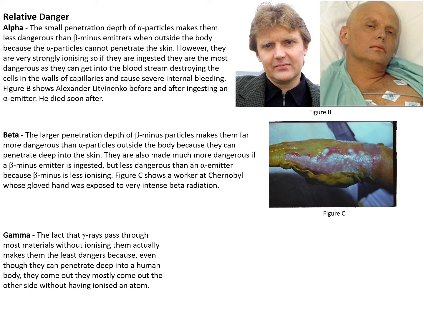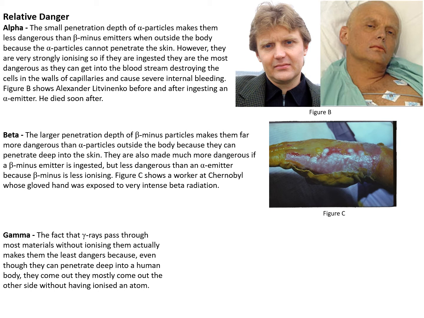So now we need to consider the relative danger of all three, the alpha, the beta, and the gamma. So, since alpha has a small penetration depth, it makes them less dangerous than beta minus emitters when outside the body. This is because alpha particles can't really penetrate very deep into the skin. However, because they are so strongly ionizing, if they're ingested, that means taken into the body, they are the most dangerous, as they can get into the bloodstream and then destroy the cells in the walls of the capillaries and cause severe internal bleeding.